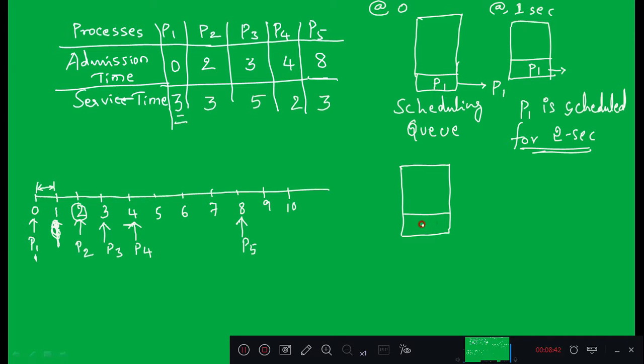So here at 2 seconds, P2 is entering. This is the new process which is entering into the system. Then what happens? The previously preempted process is P1. So this preempted process will be kept after the fresh process. That means P1 will come here and P2 will be at the head of the queue. So this is called the head of the queue. Same thing here, this is the head of the queue.